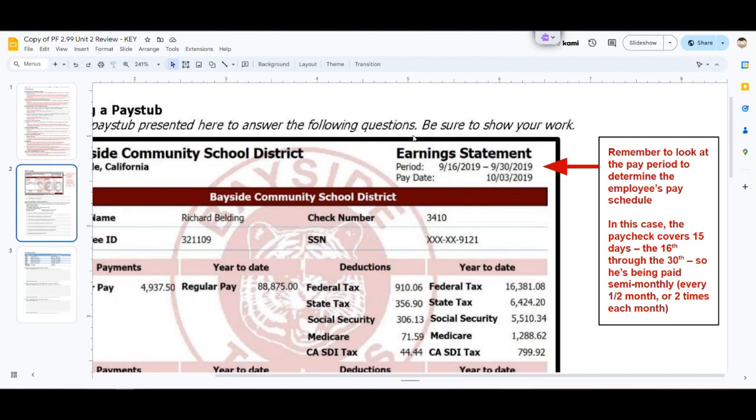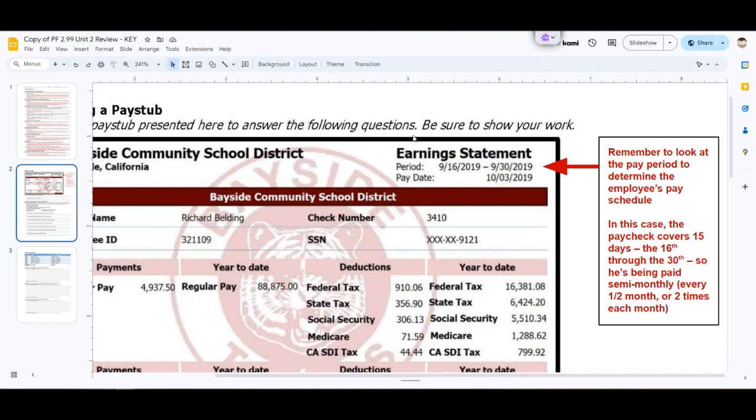All right, we could count it out, right? 16, 17, 18, 19, 20, that's 5. 21, 22, 23, 24, 25, that's 10. 26, 27, 28, 29, 30, that's 15. So this paycheck covers 15 days. Just like if we had looked at the paycheck immediately before this, it would have been September 1st through the 15th.